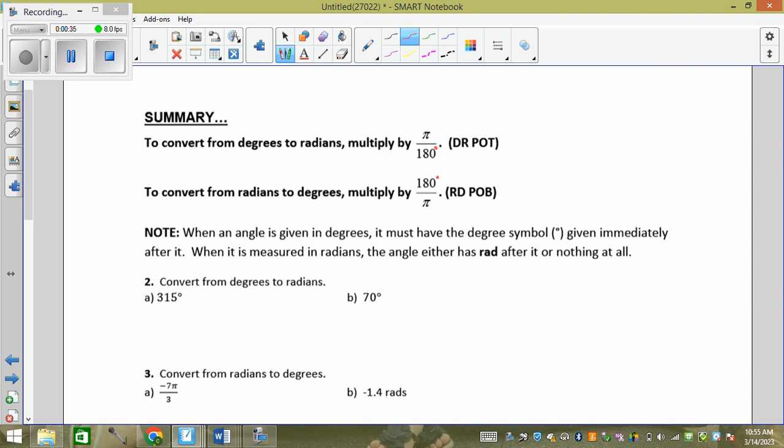Like on your unit circle, if you look at 180 degrees, it is the same as pi, right? So you don't need to memorize it. You can look on your unit circle, pi and 180 are the same thing, right?